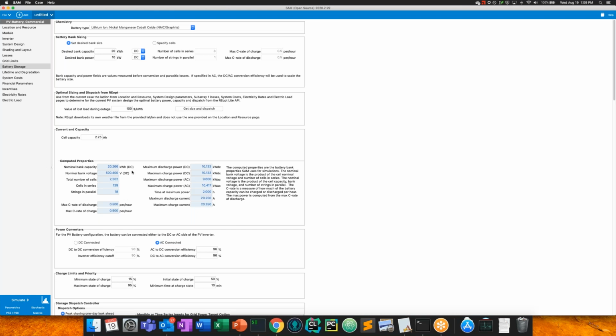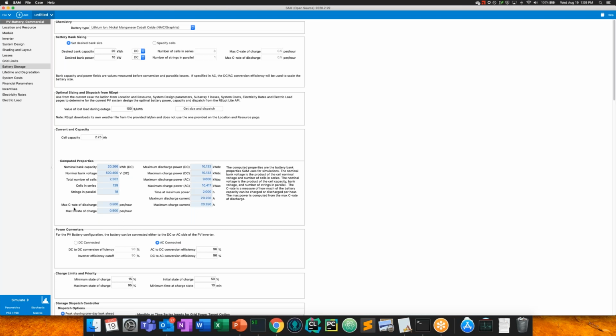The result of our capacity and voltage is close, but not exact. We see that we have 139 cells in series. So each of the cells are connected in series until the voltage of the string is our desired voltage. And then strings are placed in parallel until our desired capacity is met.